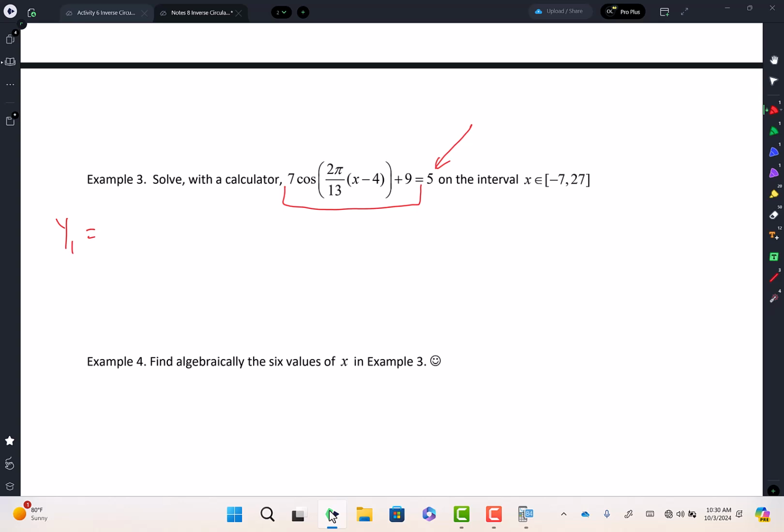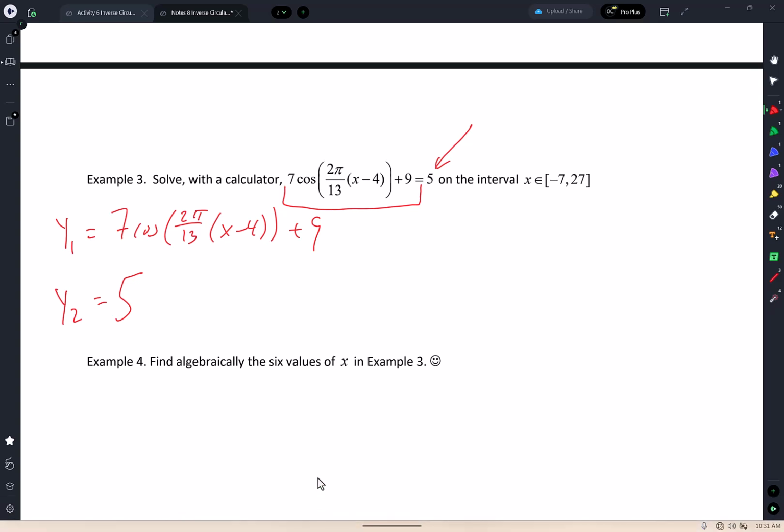What do I just type, cosine? Yes. 7 cosine 2 pi over 13 x minus 4 close plus 9. That's what you type in Y1, guys. On Y2, what am I going to type? Yeah, say it loud and proud. Yeah, that's the AP score you want. Don't you want a 5 on your AP exam? Okay. Are we okay?